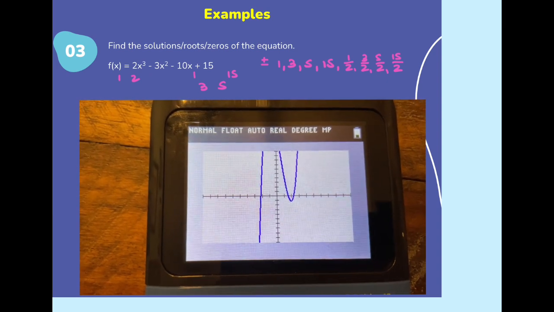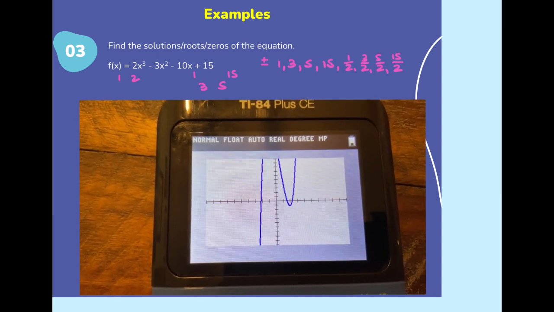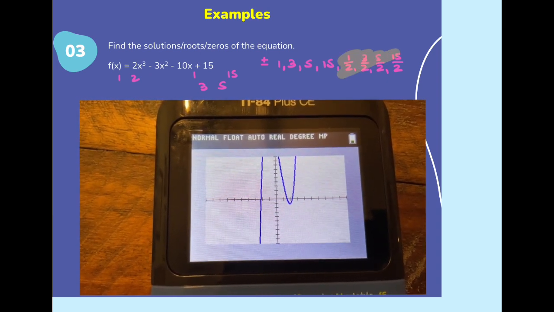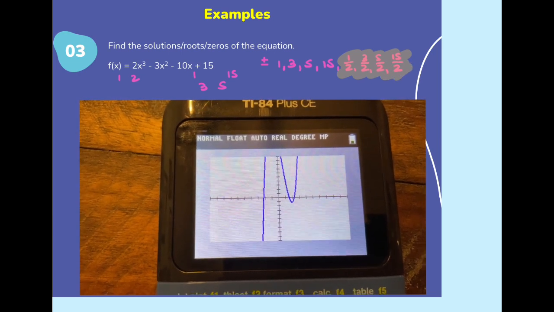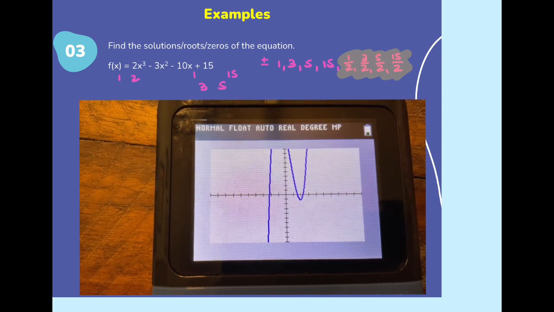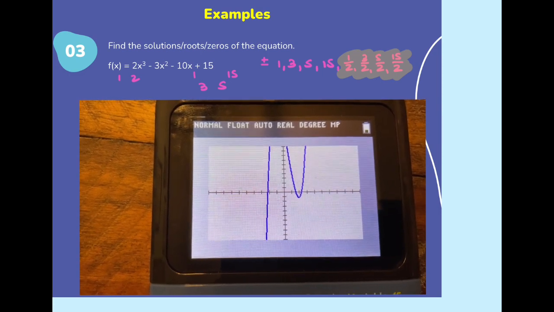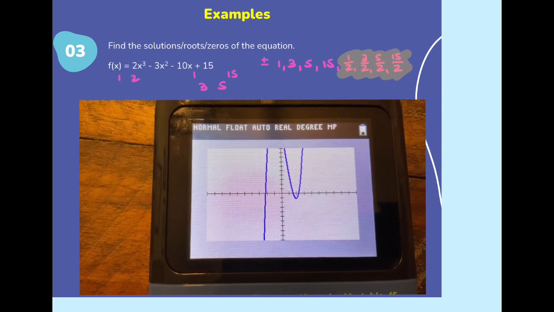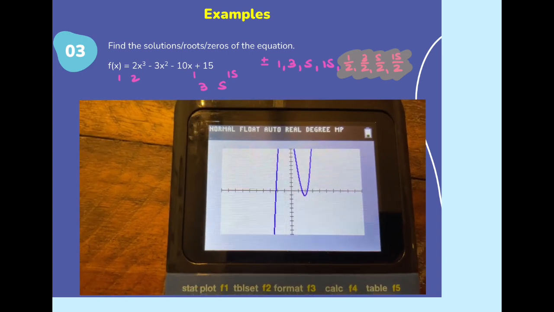Now, if I look back at my possible roots, excluding the whole numbers, they're all over 2, which means they would all be at the halfway mark. So if I look at the 3 times it crosses through the x-axis, it looks like that middle one is the one that crosses through in between the 2. But let's just say we didn't catch that.